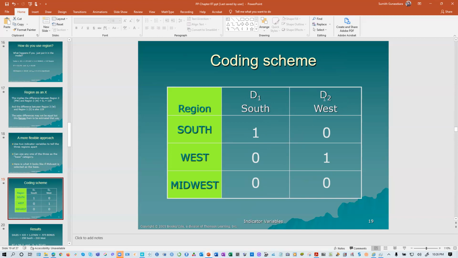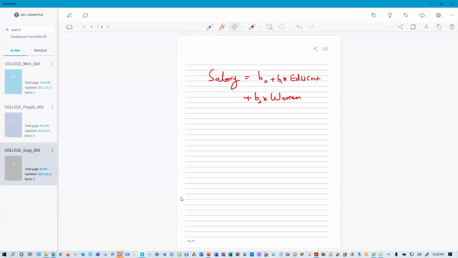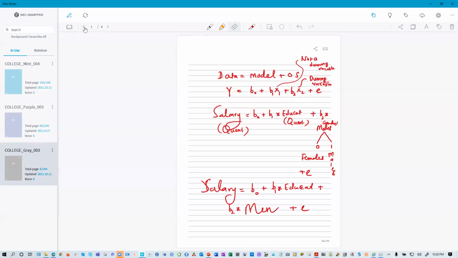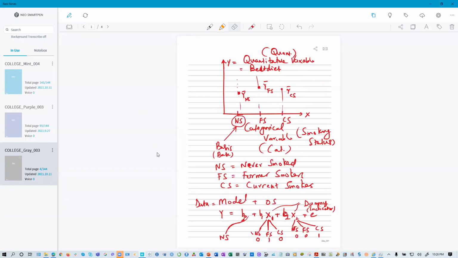If it is west, for D2, the second variable, this is X1 and X2, okay? I'm talking about X1 and X2, the same thing: 0, 1, 0. Same thing I did in the very beginning for the non-smokers and smokers. Look at what I did. I kept this one as my base.